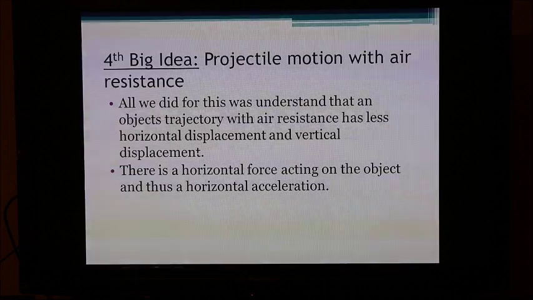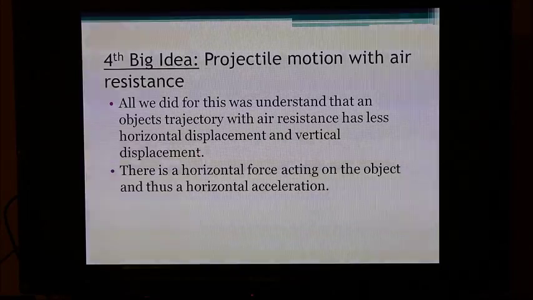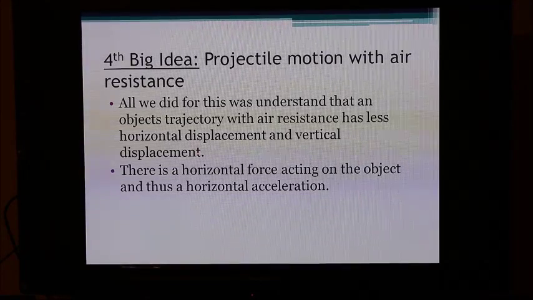Our fourth big idea is projectile motion and air resistance. This is the final big idea, and we did this quickly in this unit, or at least in our packet. All we did for this was understand that an object's trajectory with air resistance has less horizontal displacement and less vertical displacement. With air resistance, there is actually a horizontal force now acting on the object, and thus a horizontal acceleration. So that is it for this unit, and I hope this review was helpful.